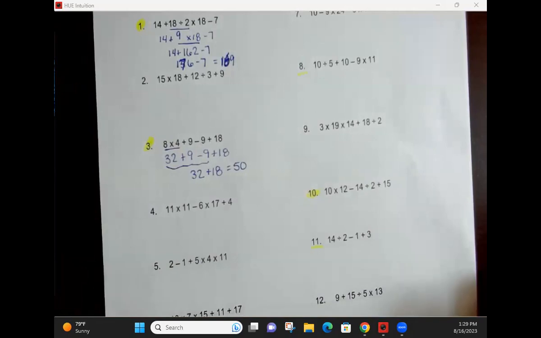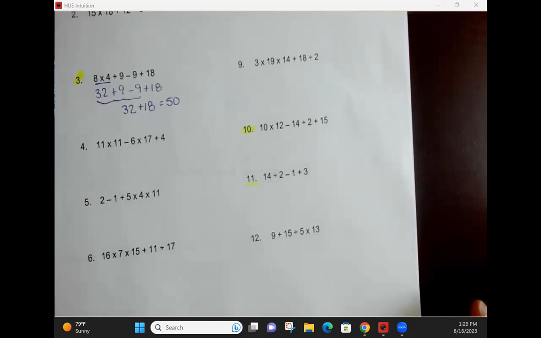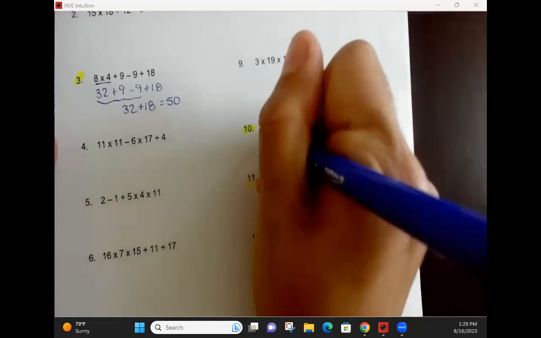Let's take a look at number 10. Number 10, where do I start? Start with the multiplication. I see multiplication and division. They are equally important, but the multiplication comes first. So we will start there.